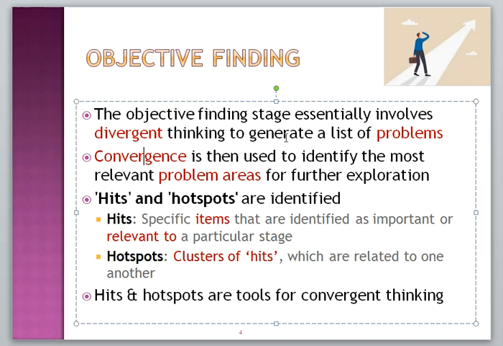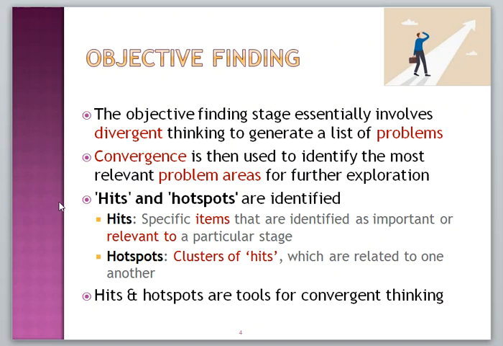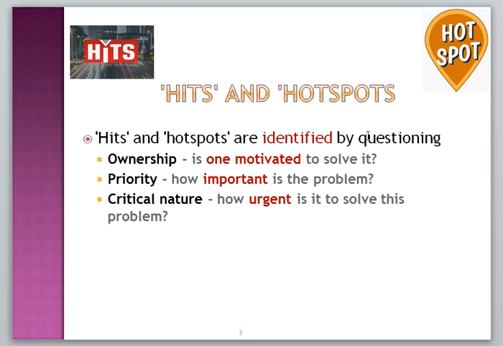You are evaluating these ideas from the divergent thinking and trying to concentrate them into specific clusters. Hits and hotspots is a suggested high-level thinking tool for the objective finding stage, and actually for all the stages we are talking about. Hotspot is not for Wi-Fi or something, but we took the logo or the symbol for it.